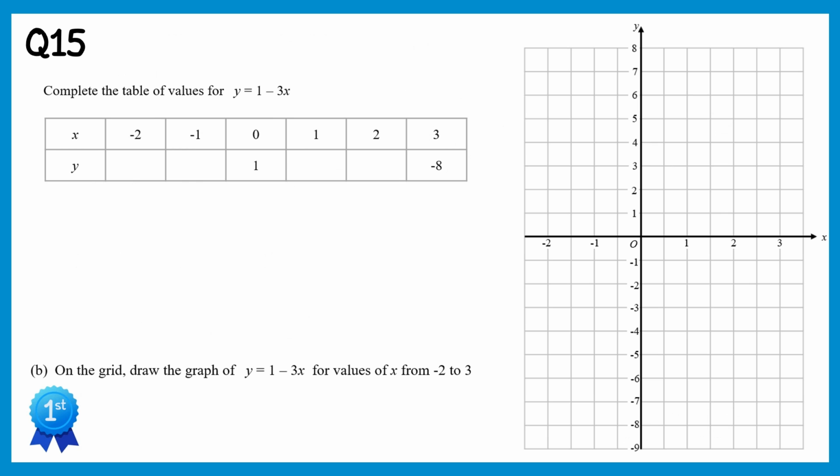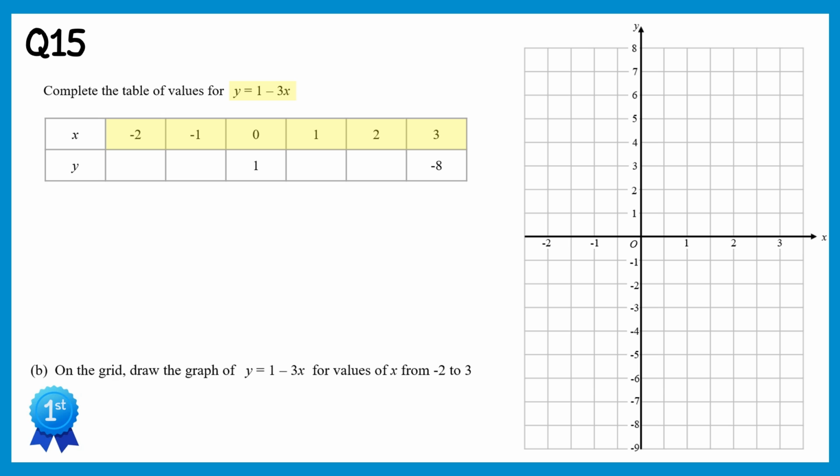For this question, we need to complete a table of values. You can see in the table we've been given all of the x values, but we haven't been given all of the y values, so they're the ones we need to work out. And we can use this equation of a line above to help us with that. So the line says y equals 1 minus 3x. That means to work out y, we need to do 1 take away 3 lots of whatever x is.